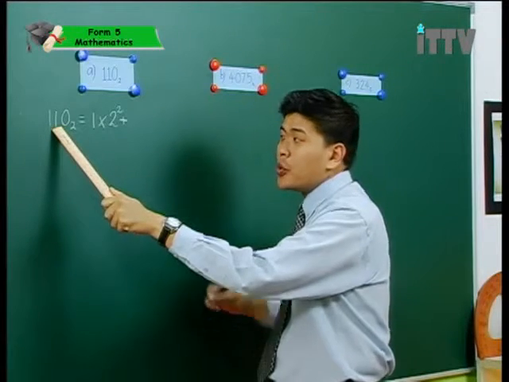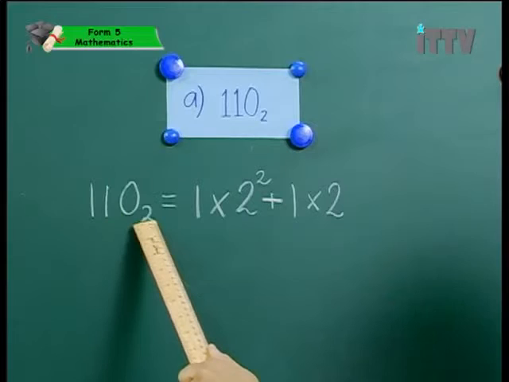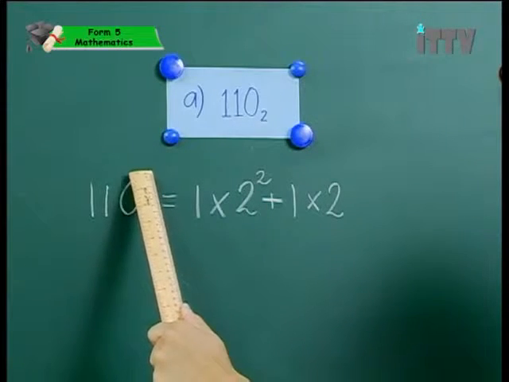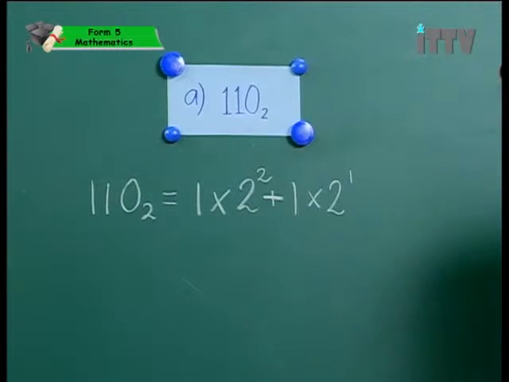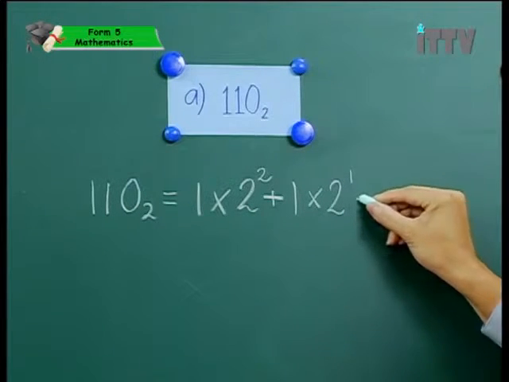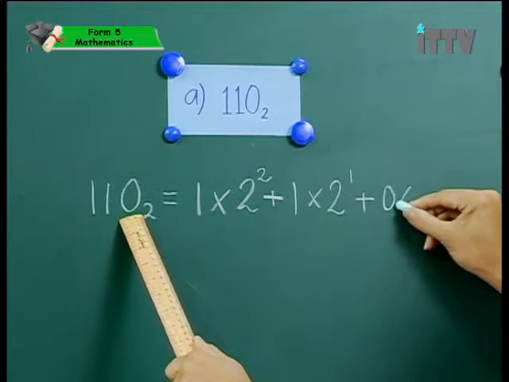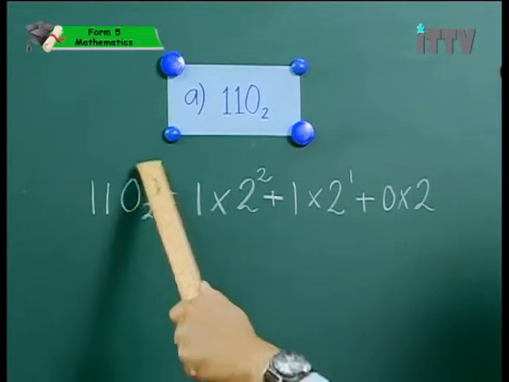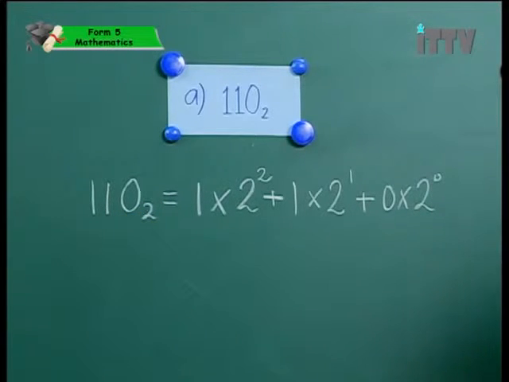let's move to the right. The next digit will be 1, multiplied with 2 to the power of, remember, 0, 1, the place value. And then added with 0 multiplied by the place value of the digit 0, which is 2 to the power of 0. So this is the first step: write the number in expanded notation.